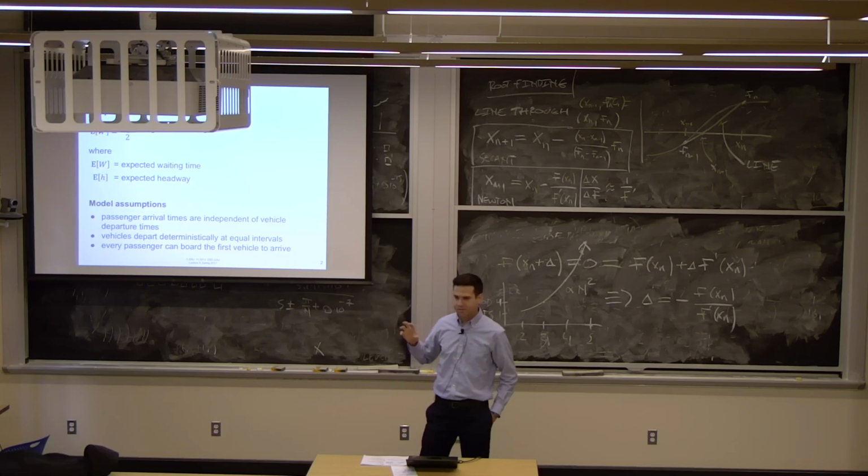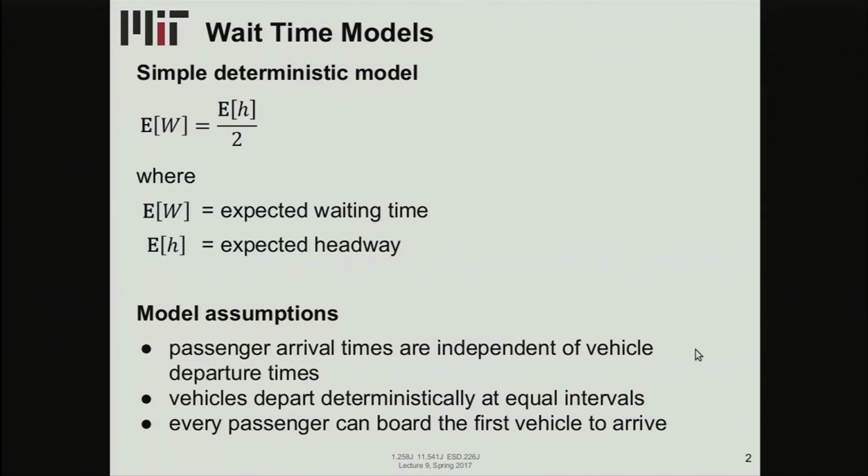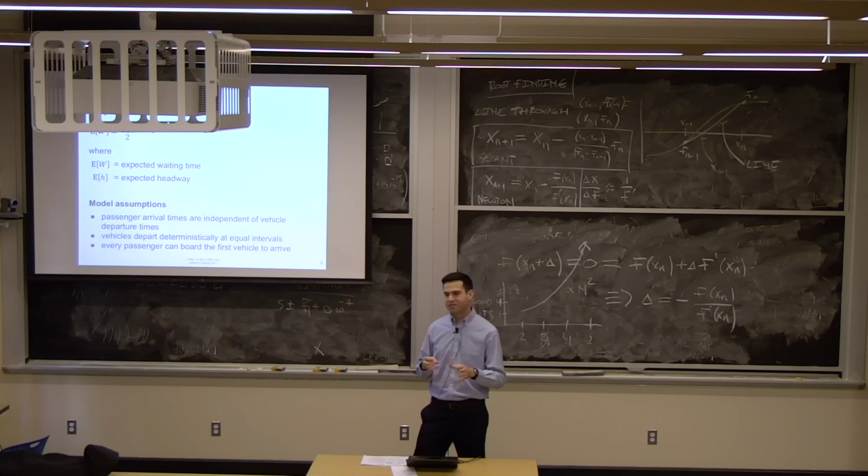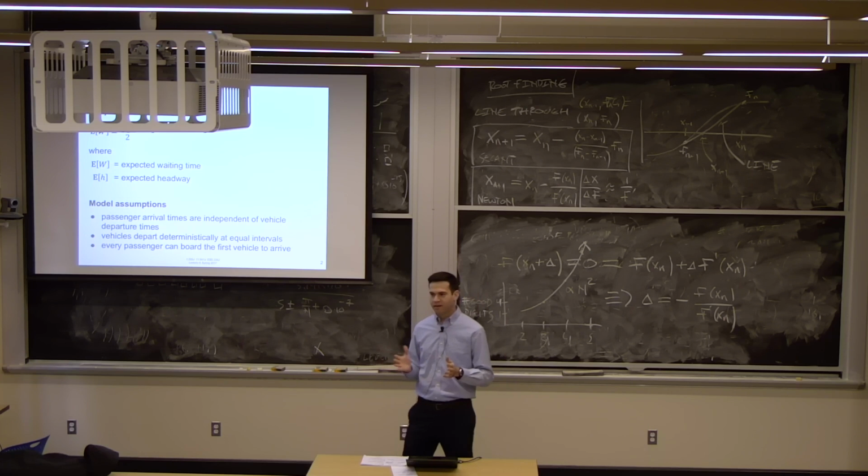And we know there are some problems with it. So we are assuming that passengers arrive independent of vehicle departure times. We are assuming that vehicles are departing at equal intervals, deterministically, so they're sort of evenly spaced, and that every passenger can board the first vehicle they see. So nobody is left behind by a bus that is too full, okay?